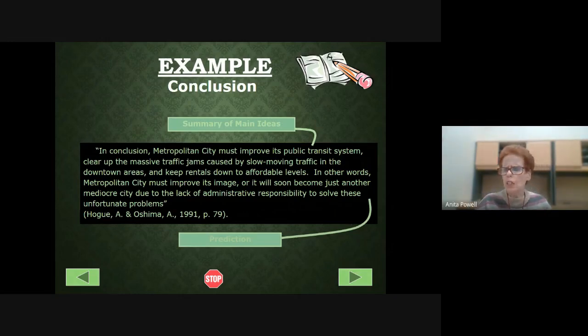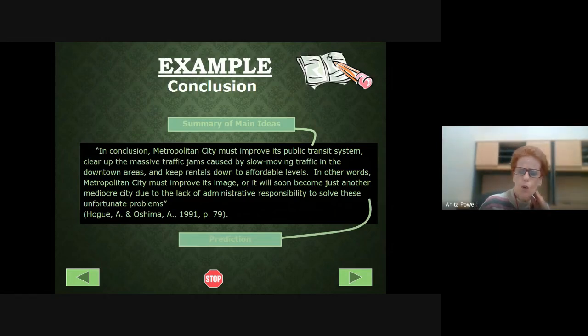The conclusion basically summarizes the thesis, as it was argued throughout the essay. It's got problems. It needs to solve these problems. Then it makes a very clear prediction.